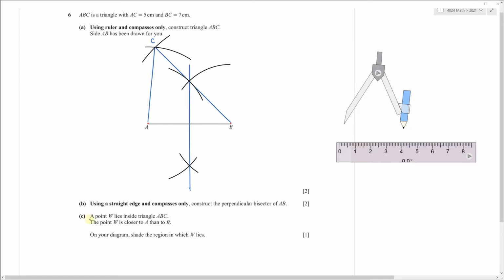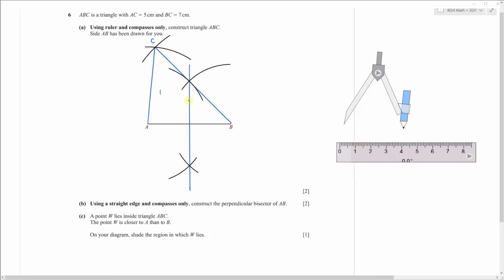Part C is a point W lies inside the triangle ABC. The point W is closer to A than to B. On your diagram, shade the region in which W lies. So you know that W is inside this triangle ABC and it is closer to A than B.